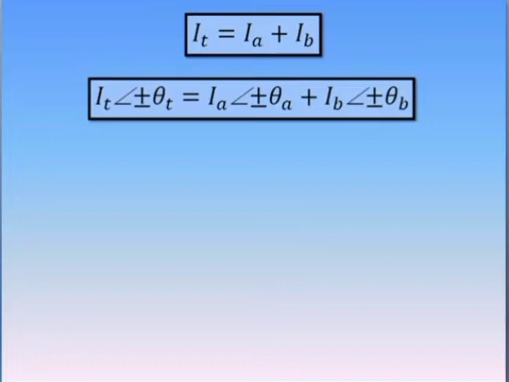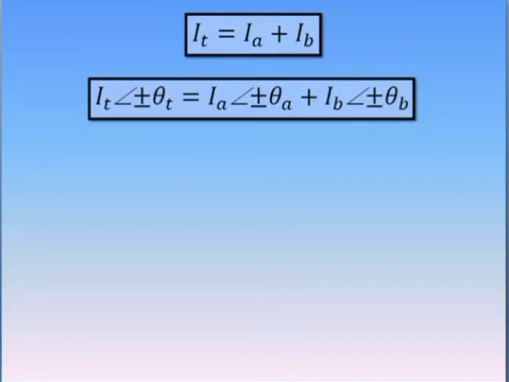These are the equations na gagamitin natin pero intindihin po natin ang principles na nakalagay dito. These equations will only be used if we have only two generators in parallel. Pero ang principle nito is that the total current is equal to the current delivered by the present generators.